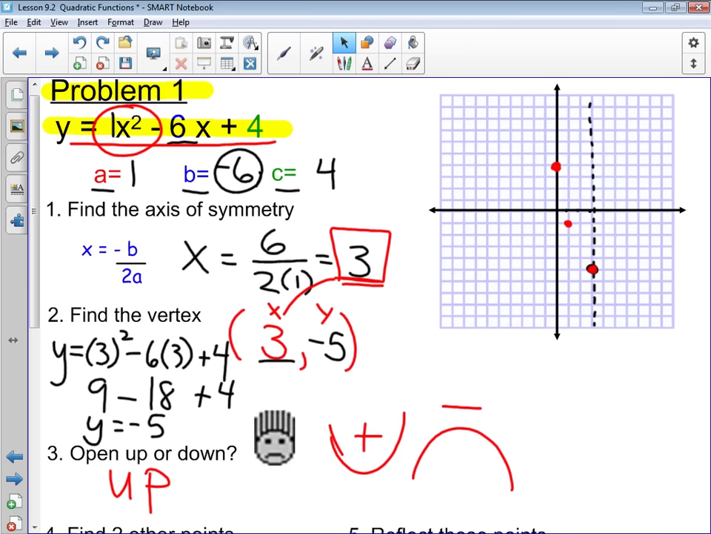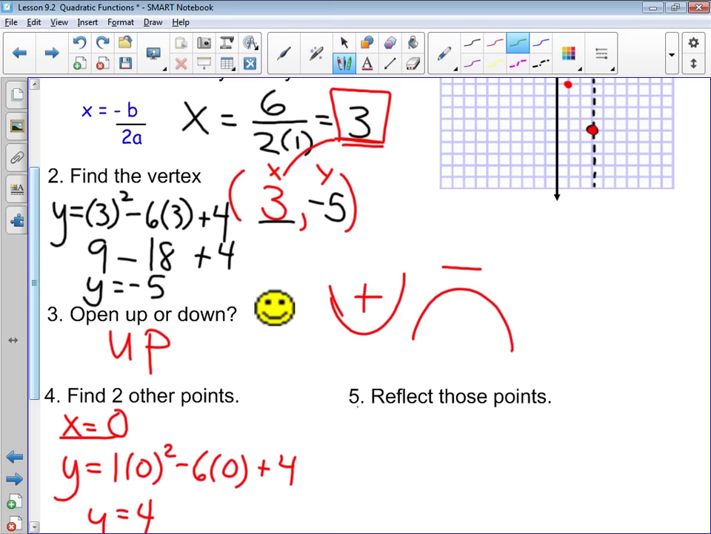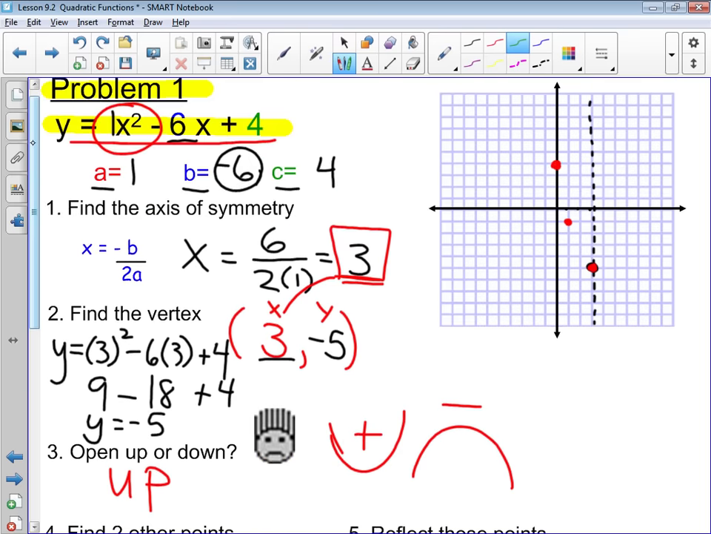Now if this shape is symmetrical, then the last step is just to find the reflection of the 2 points that you calculated. So this point right here is 1, 2 away from the axis of symmetry, so I'm going to reflect it over to the other side and go 1, 2. And the second point right here is 1, 2, 3 away, so I'm going to go 1, 2, 3 over this way.